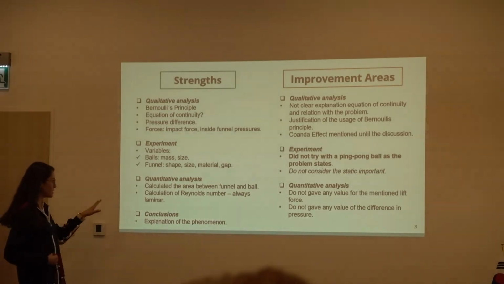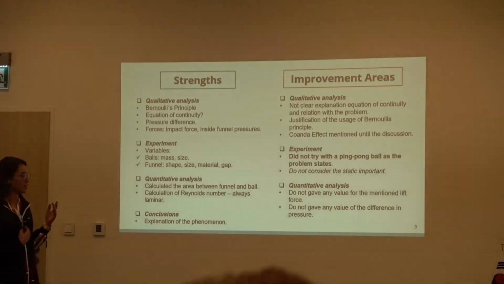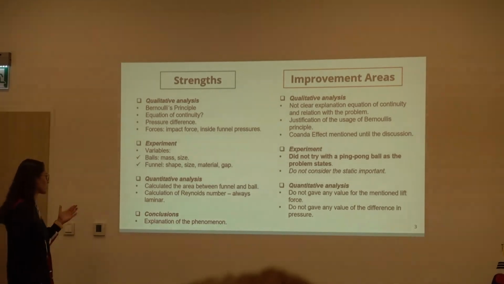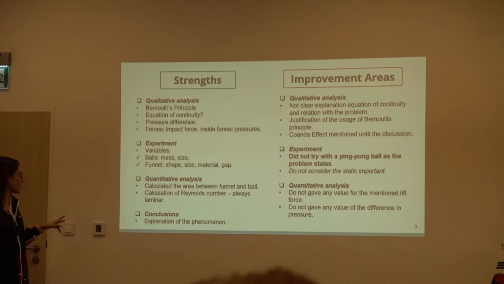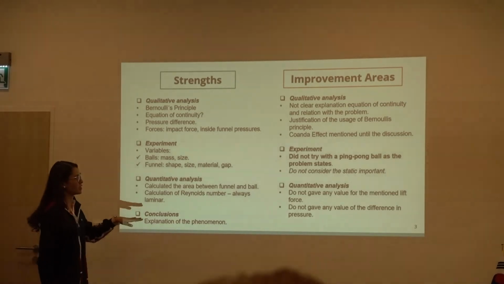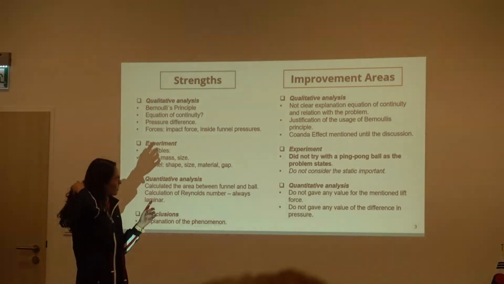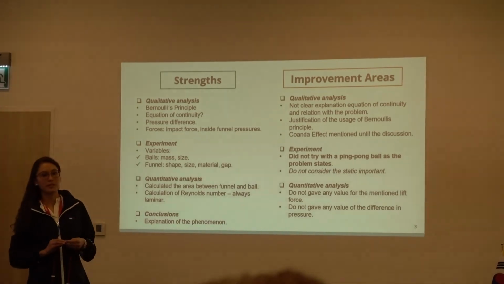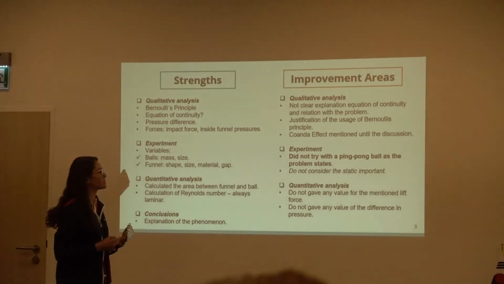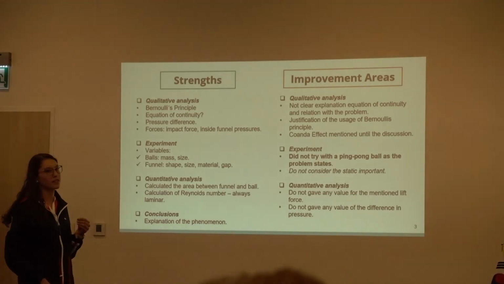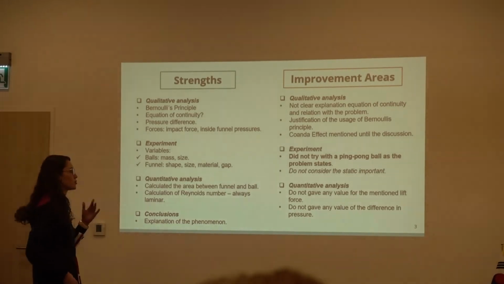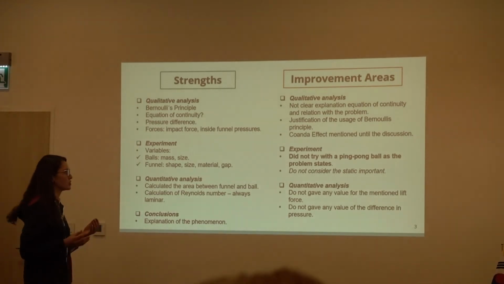Then in the quantitative analysis, they calculated the area between the funnel and the ball, which is an important parameter, and the calculation of the Reynolds number. In the conclusion, they all explained the phenomenon. And then in the qualitative analysis, I think that the most important missing point was the Coanda effect, because they later mentioned it in the discussion, but I think that it is a really good explanation for this phenomenon.